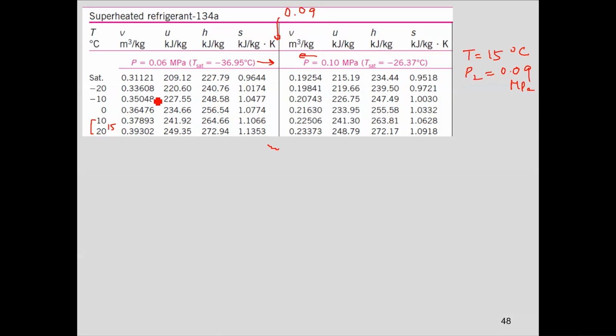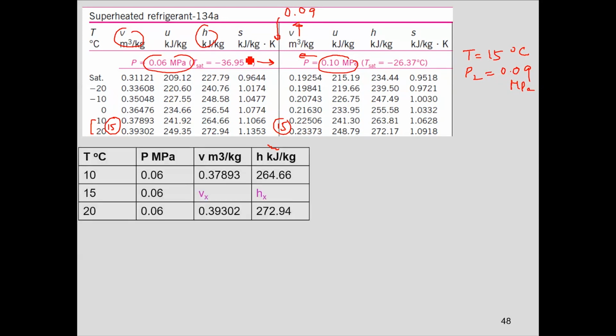So I'll start with the easier one. I'll first find the specific volume and enthalpy at 0.06 megapascal for 15 degrees centigrade. Similarly, at 0.10 megapascal for 15 degrees centigrade. Once I have the values for these two pressures at 15 degrees centigrade, then I'll interpolate for 0.09 megapascal. So the first thing is I'll do the interpolation for 0.06 megapascal and find the values at 15 degrees centigrade by using the values at 10 and 20 degrees centigrade.